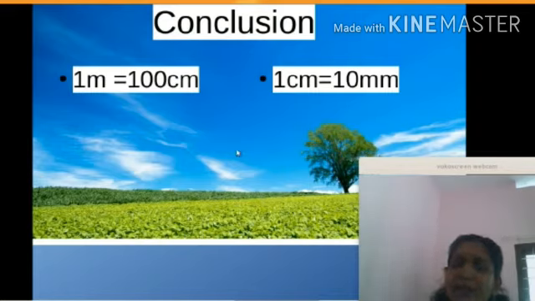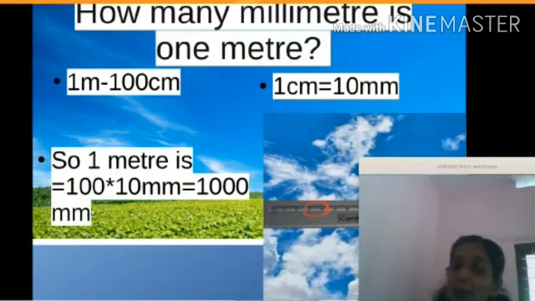Then can you say, 1 meter is equal to how many millimeter? 1 meter is equal to 100 centimeter. 1 centimeter is equal to 10 millimeter. Then 1 meter is equal to 100 into 10. That is equal to 1000 millimeter. 1 meter is equal to 1000 millimeter. How many millimeter is 1 meter? 1000 millimeter.